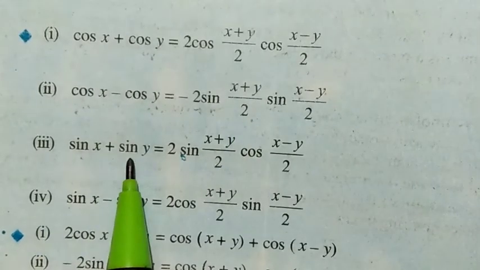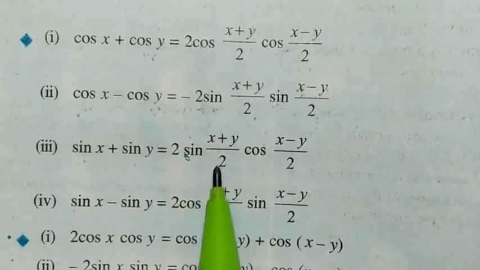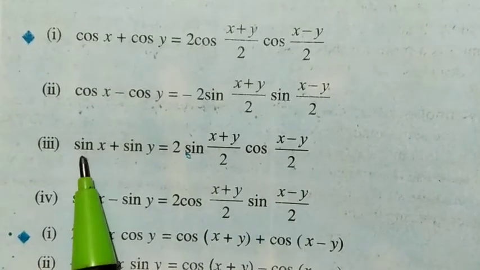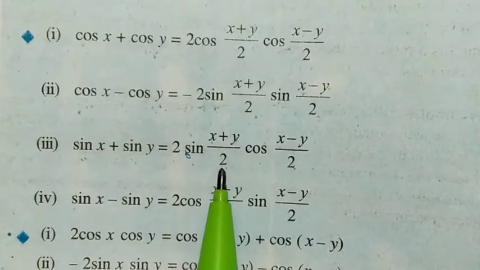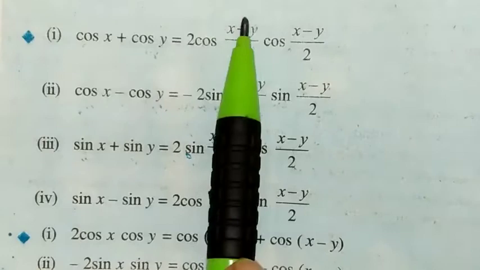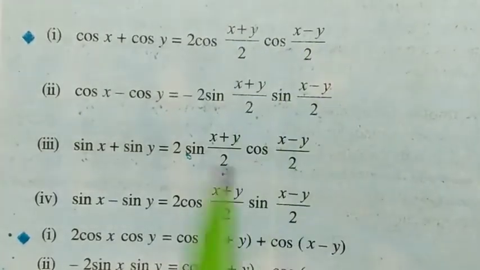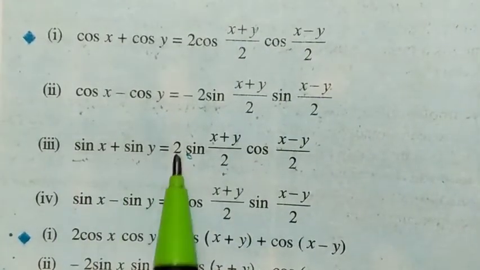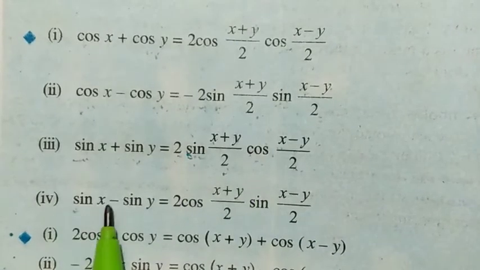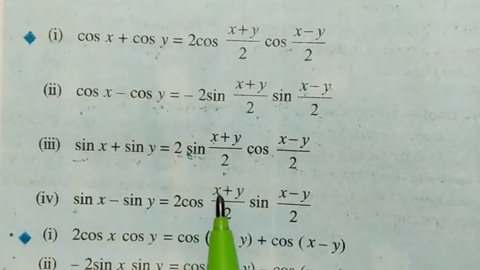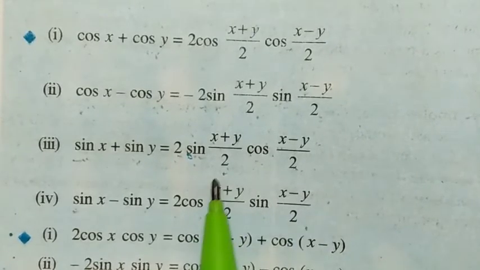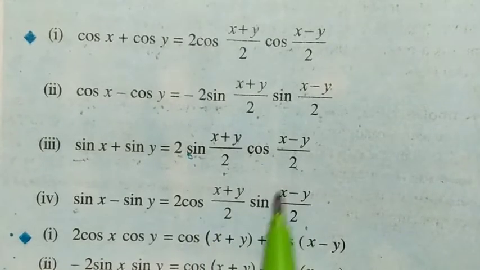Now sin x plus sin y is equals to 2 sin x plus y by 2 cos x minus y by 2. One angle is x plus y by 2, other angle is x minus y by 2. Okay, and here in sin plus sin it's 2 sc, means 2 sin cos. And sin x minus sin y it's 2 cos x plus y by 2 sin x minus y by 2. So here again angle x plus y by 2, x minus y by 2.